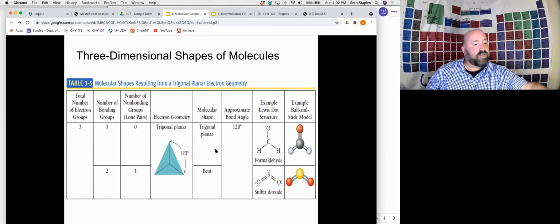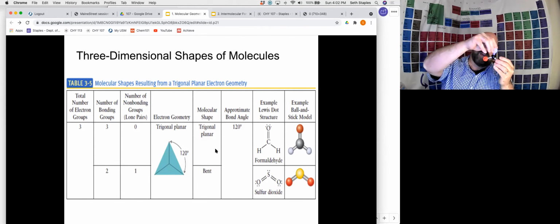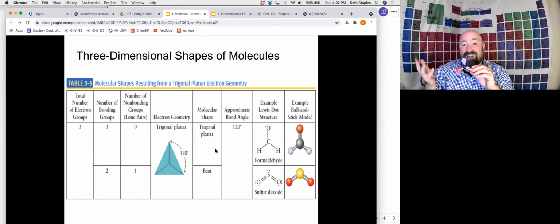In the case of, I do have one. Here we go. In this example here, maybe something like sulfur dioxide, like is seen on your screen. We have 1, 2, 3 electron groups, so it's still a trigonal planar electron geometry, but only 1, 2 of those are bonding groups, and 1 is a non-bonding group, leading us to, once again, a bent molecular geometry. And so you'll always use a chart like this in order to actually determine your shapes.